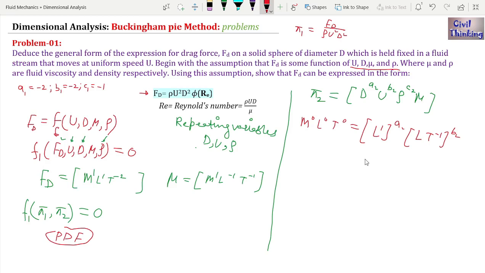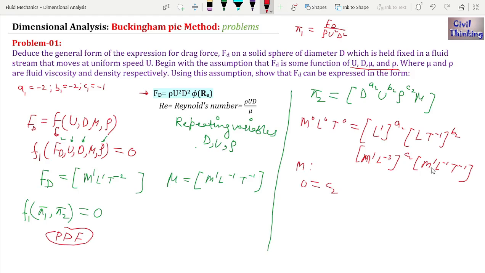Now rho is mass per unit volume, which is M¹ L⁻³ to the power c2, and mu is M¹ L⁻¹ T⁻¹. Okay, now let's equate the powers. Let me first equate the power of M. Here the power of M is 0, so I will write 0. Now 0 is equal to, where is the M term here? Okay, here it is c2.